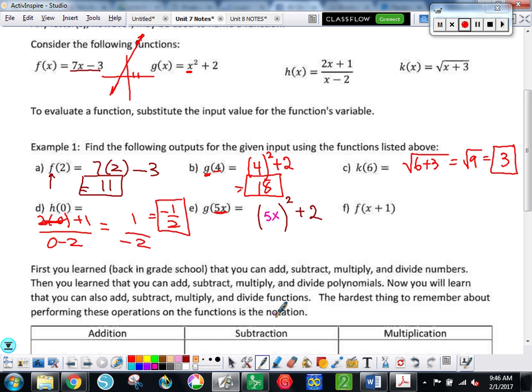If I'm trying to square the 5x, do I square the 5, do I square the x, or do I square both? Both. So this would be 25x squared plus 2.